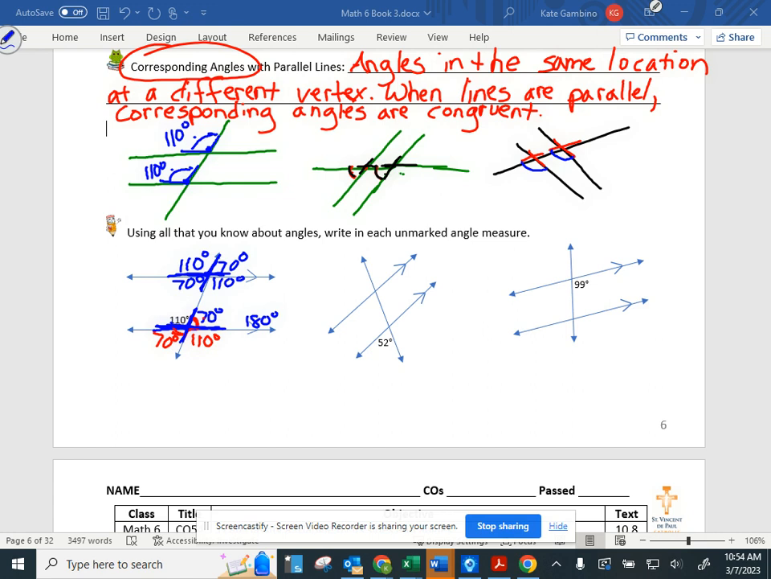So on the first X, you have to figure out the supplementary angle, equal 180 degrees. Then you can fill in the vertical angles. On your second X, you do the corresponding angles. Make sense? Any questions?